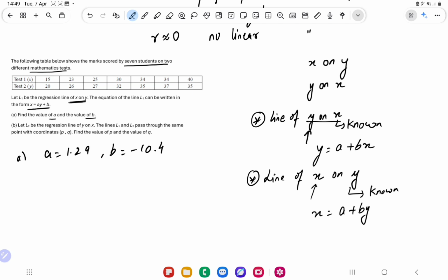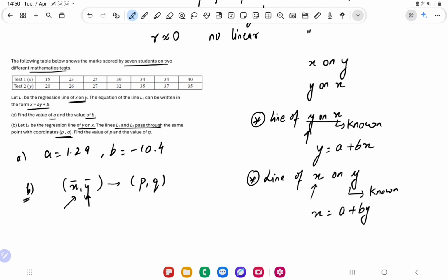Now let's see part b. Let L2 be the regression line of y on x, whereas L1 was x on y. And the lines L1 and L2 pass through the same point with coordinates (p, q). We have to find the values of p and q. There is one important point: for regression lines, both lines always pass through the mean point (x bar, y bar). Here this is given to me as (p, q). So for this we can use GDC and find x bar and y bar. Those will be my p and q values.